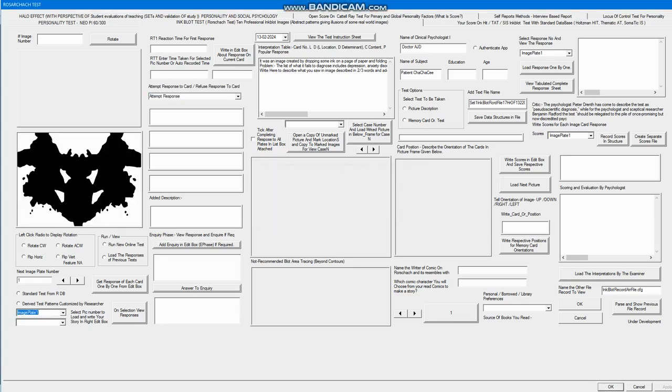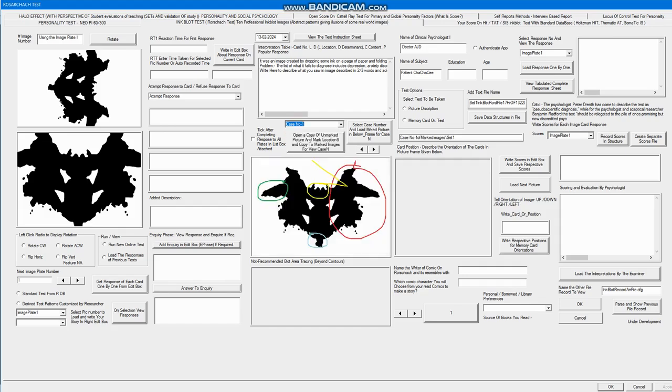First, the user has to select the attempt response. It means that test responses will be recorded by the app. One has to upload the images one by one, up to 10 images. And now we can see image number 1.